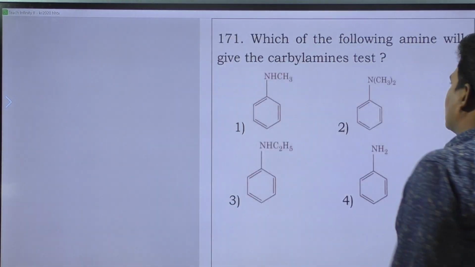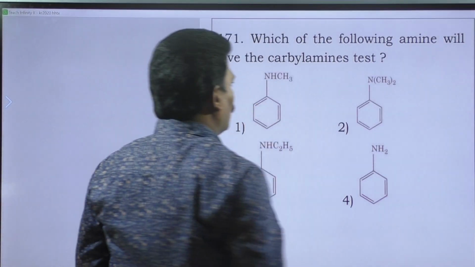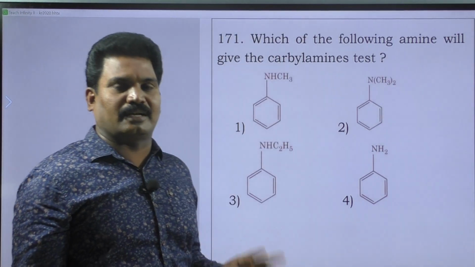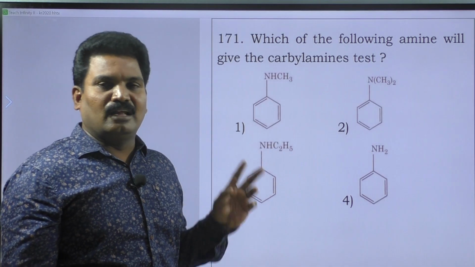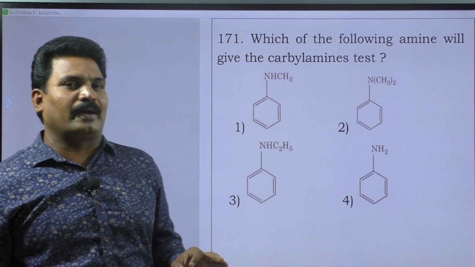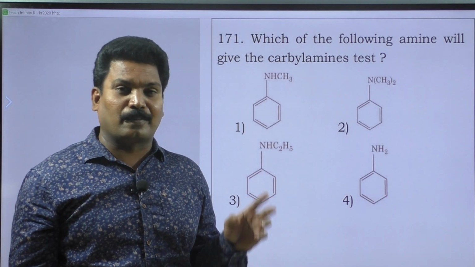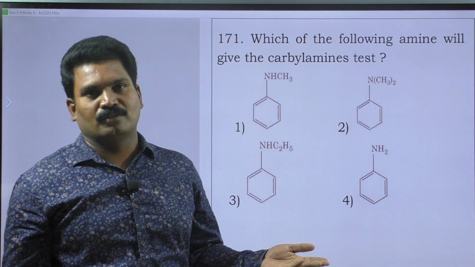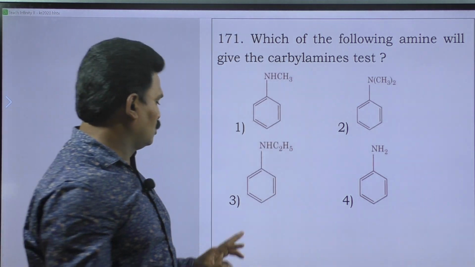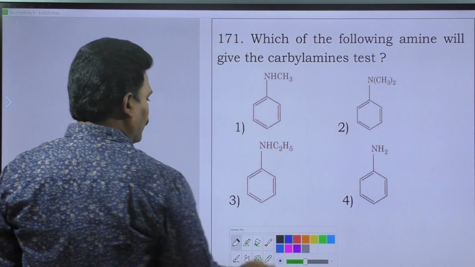And then go to question number 171. Which of the following amines will give the carbylamine test? Carbylamine test, or isocyanide test. Aliphatic or aromatic primary amines react with chloroform in the presence of NaOH or KOH to give isocyanide. Foul smell, isocyanide. So carbylamine test is only for primary amines.